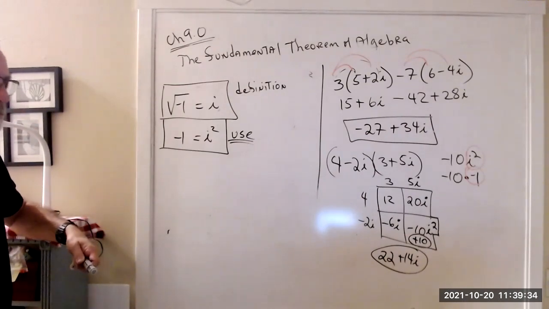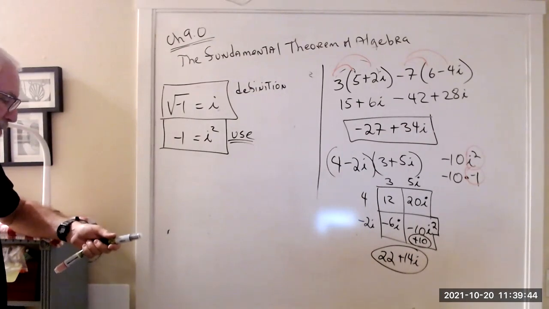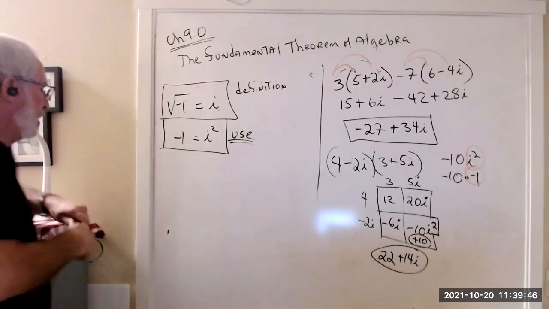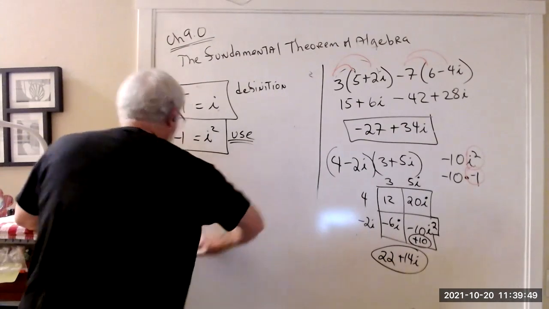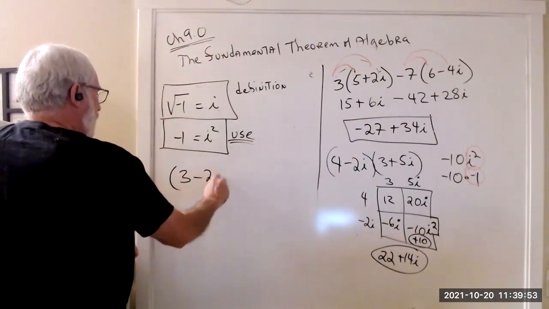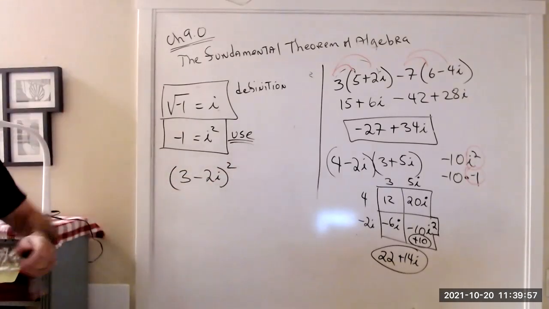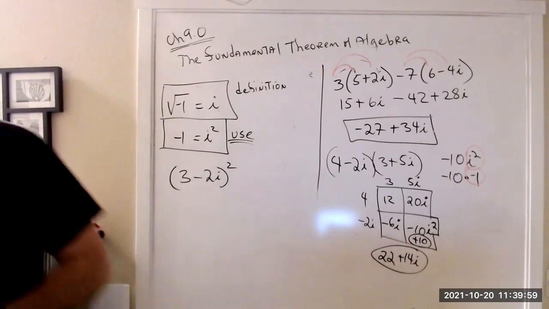Anybody? Did that clear up your question or not, or did I just screw it up more? Very good, thank you. Okay. All right. You guys try this one: 3 minus 2i, quantity squared.